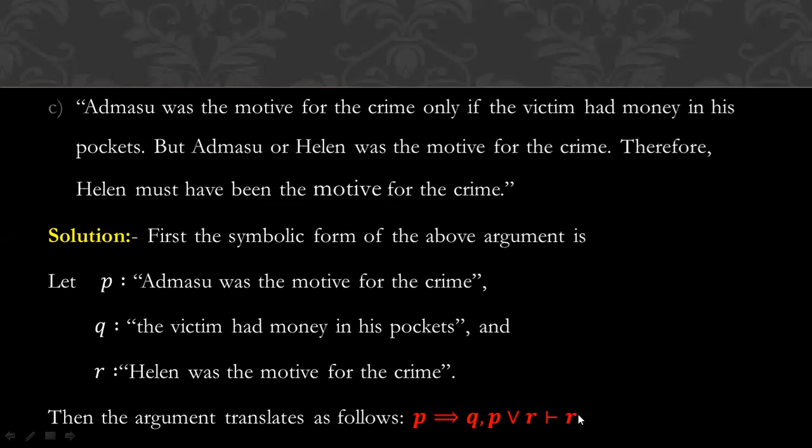Then the validity depends on this symbolic form of the argument: the first premise P implies Q, the second premise P or R, and the conclusion is R. From the statement, Admas was the motive for the crime only if the victim had money in his pockets is the first premise, which is P implies Q. But Admas or Helen was the motive for the crime is the second premise, represented by P or R. And the conclusion, Helen must have been the motive for the crime, is R.